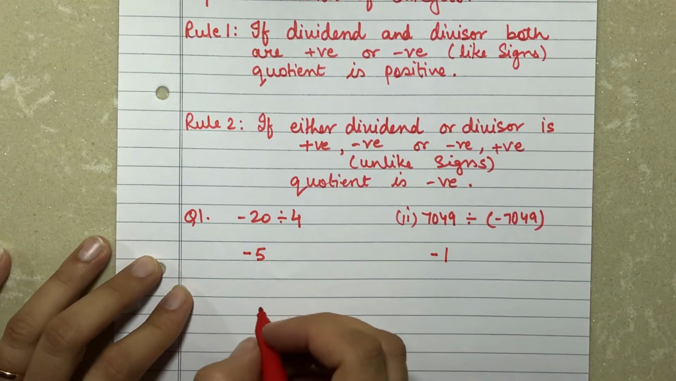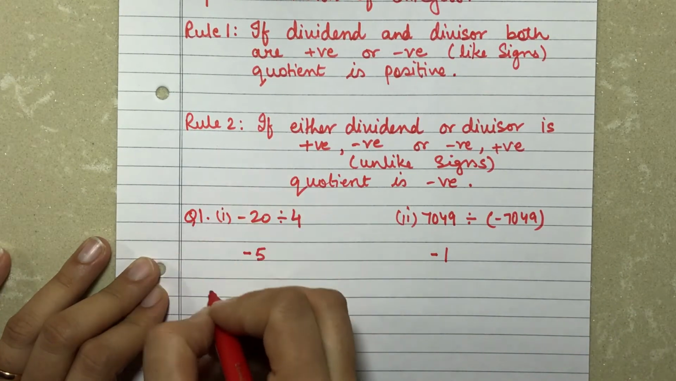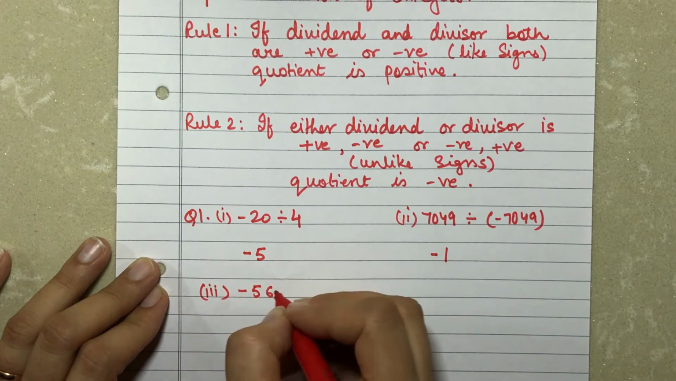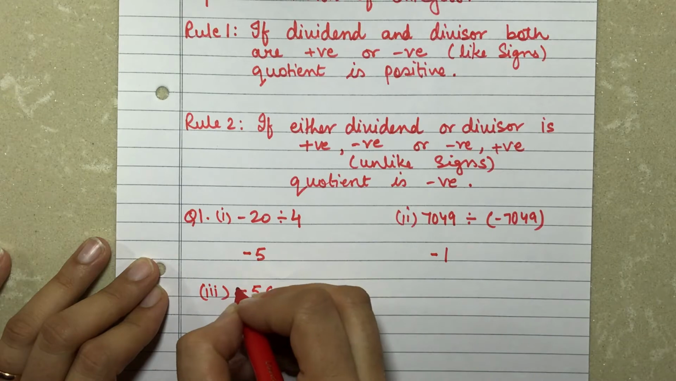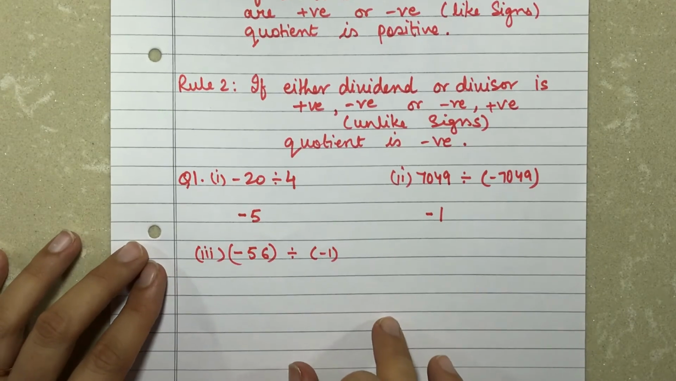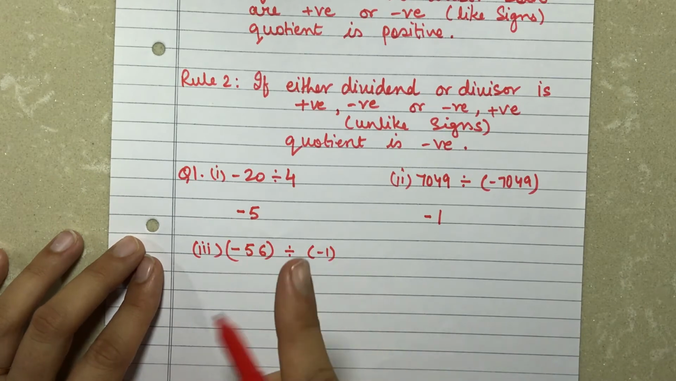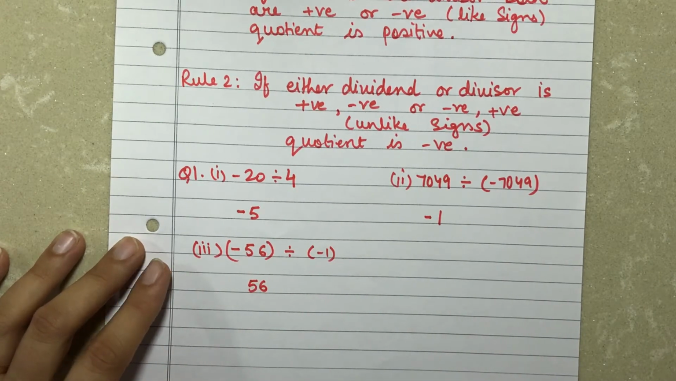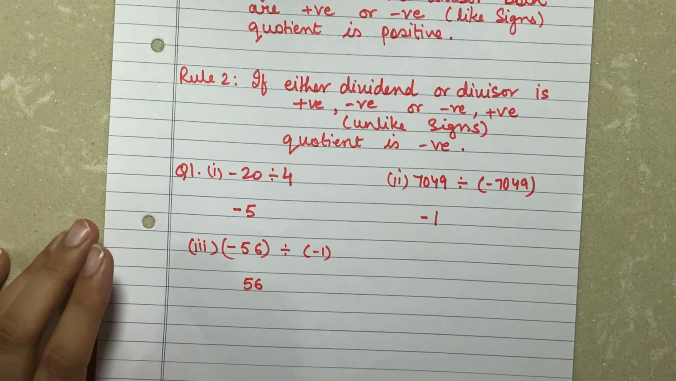Let's look at one more example. Minus 56 divided by minus 1. Now here, both my signs are negative. So I'm simply going to divide 56 divided by 1. Answer comes to be 56. So the answer is positive.